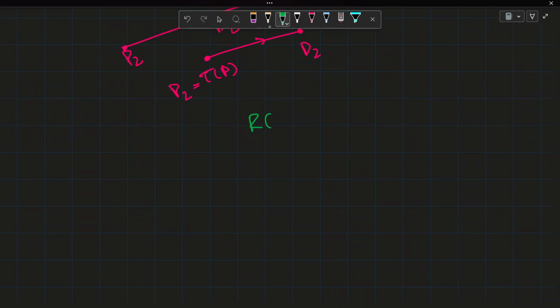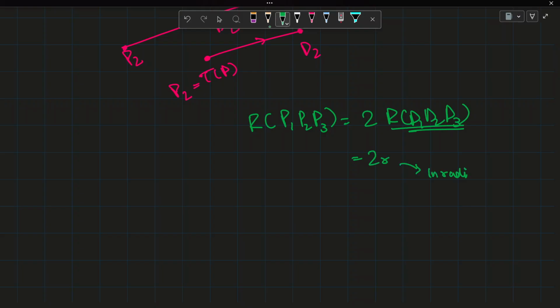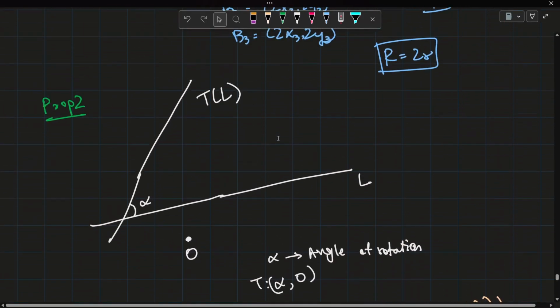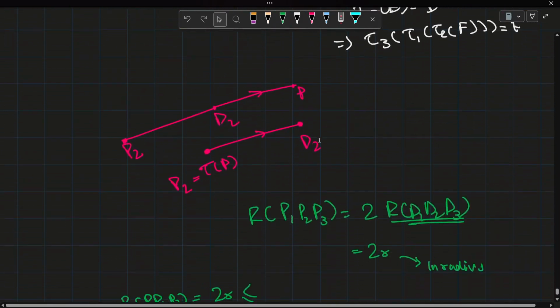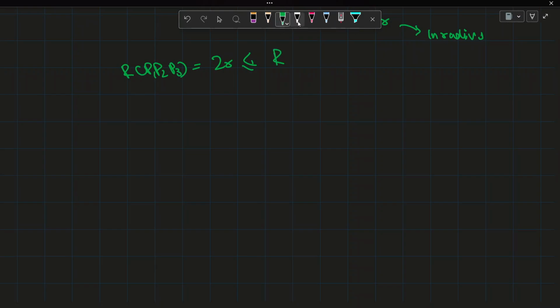So we get that the radius of P1, P2, P3 is twice the radius of D1, D2, D3. And note that the radius of D1, D2, D3 is basically equal to the inradius, which we denote by small r. So small r is the inradius. And we need to prove that 2r, which is the radius of P1, P2, P3, is less than or equal to the radius of gamma. And the radius of gamma is the circumradius. So this is what we need to prove.